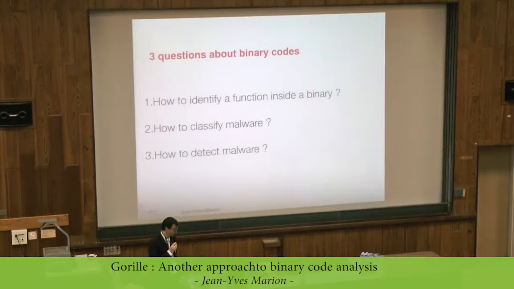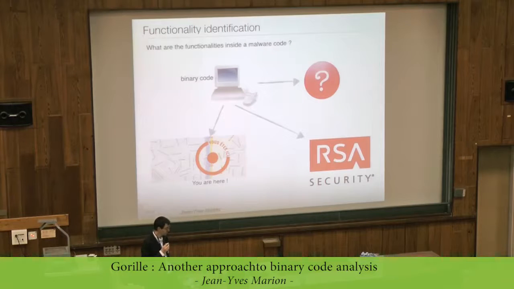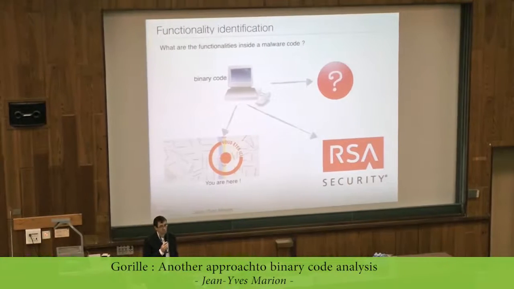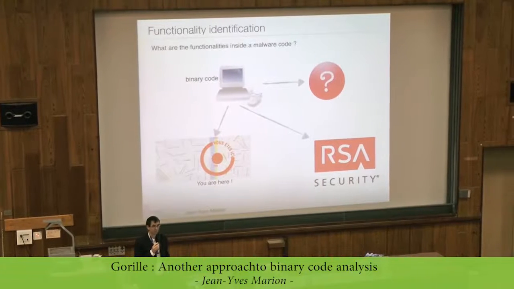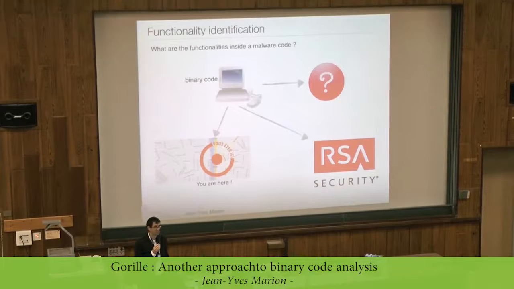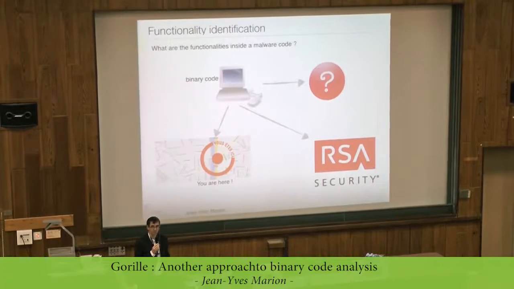So, the first part of the talk is about the questions that we are trying to solve here. There are at least three questions that we're interested in. The first one is how to identify a function inside a binary code. Why are we interested in that? As you know, it's not so easy, but if you know some malware or some virus, then you can build some signature and identify it by looking at the signature. But this means that you already know the threat.